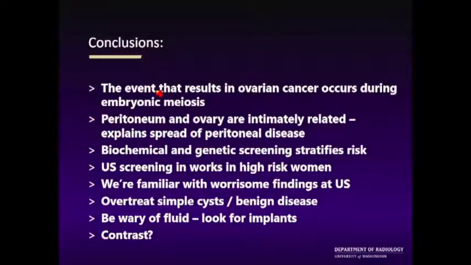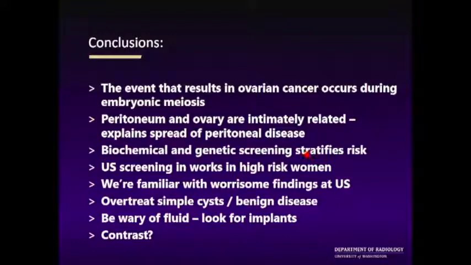So anyway, in conclusion, I just want to really emphasize that the event that results in ovarian cancer occurs during embryonic meiosis. As odd as that may seem, that's really when it happens. The peritoneum and the ovary are intimately related, and it explains the spread of peritoneal disease. The ovary forms along with the peritoneum, the cells move into the peritoneum, and it's no surprise that that's where a lot of the metastases go.